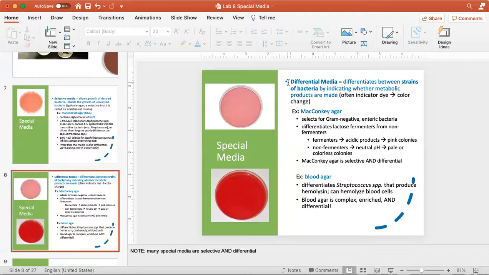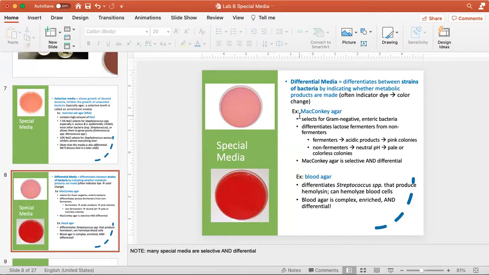Differential media, like the name suggests, differentiates between strains of bacteria by indicating whether certain metabolic products are being made. And it's the differential media that typically have that indicator dye in it. So mannitol salt agar is differential. I've listed a couple other very common differential media here. There's one called McConkey Agar, and that one I mentioned earlier, blood agar.